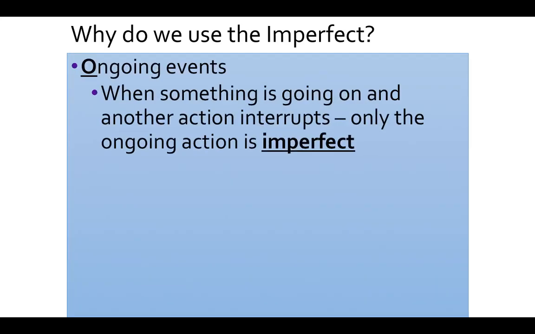The O refers to these ongoing events. We were kind of already talking about this. When the Dumplon was walking down the stairs, she hit her head. Okay, she hit her head, that's preterite. That happened only once. But she was walking, that's the action that got interrupted. So the action that does the interrupting, hitting her head, that's preterite. But the action that gets interrupted, that's imperfect.